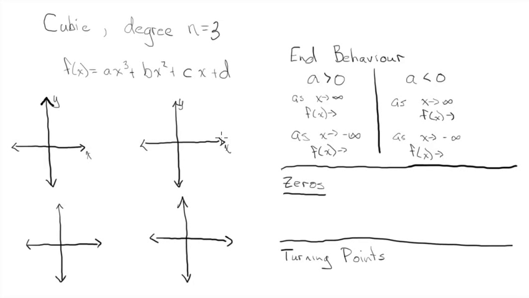In this video we're going to look at some properties of cubic functions. So those would be functions, polynomials of degree 3. The general equation would look like this: ax cubed plus bx squared plus cx plus d.